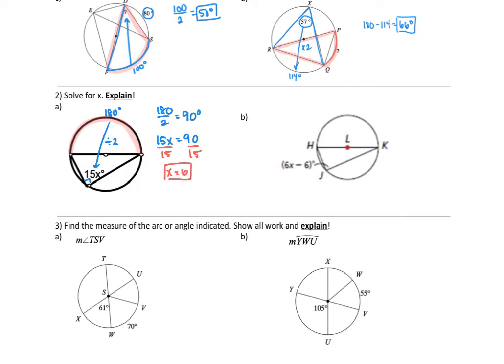To explain, I'm just going to put in some letters here. I'm going to call this A, B, C. I'm going to say since AC is a diameter, ABC is a semicircle and is 180 degrees. And then I'm going to put a point there, D. So angle ADC is 90 degrees since it's an inscribed angle.